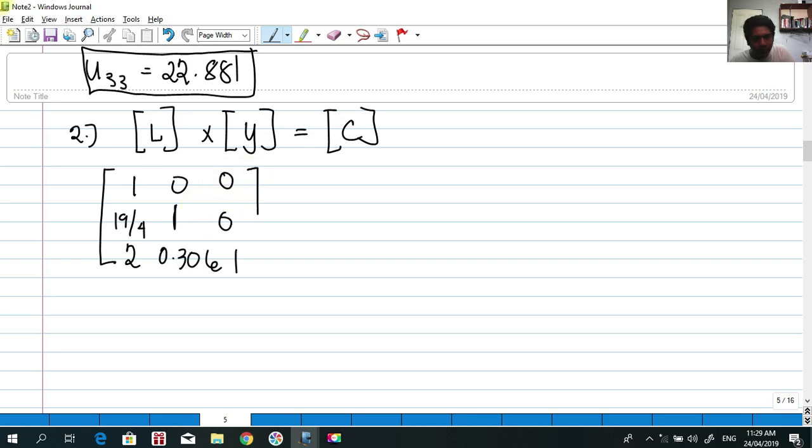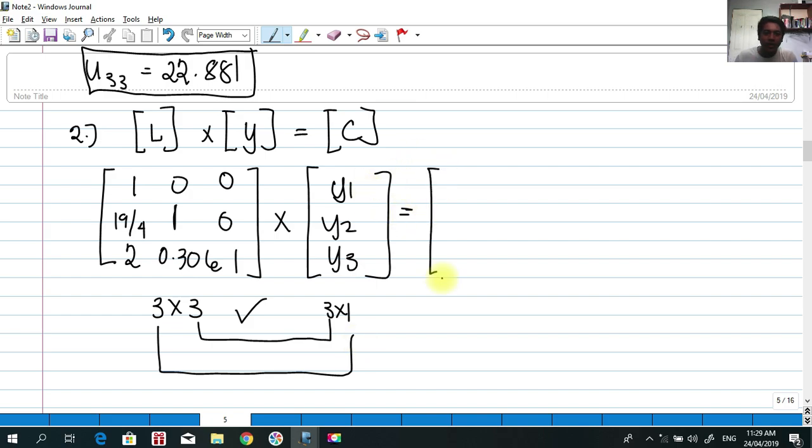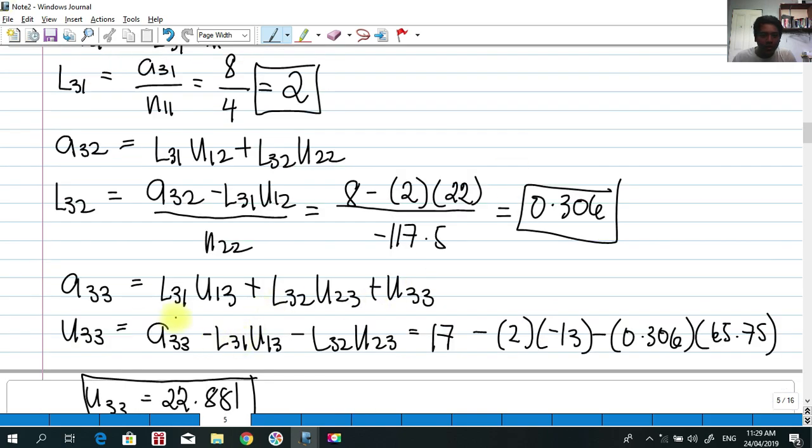0, 0. This will be our L matrix. I'm so sorry. Multiply that by, notice this is a 3 by 3 matrix. So we have to multiply that by y sub 1, y sub 2, y sub 3. So this is a 3 by 1 matrix. We can multiply it because the inner dimensions are equal, and the resulting matrix is 3 by 1, which is actually our constant. So 3 rows and 1 column.